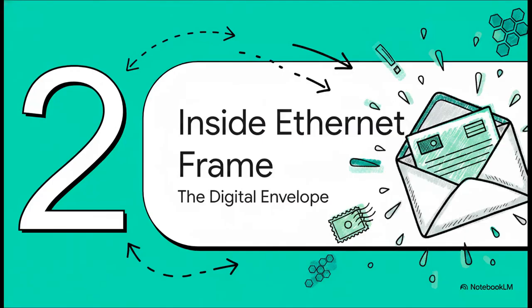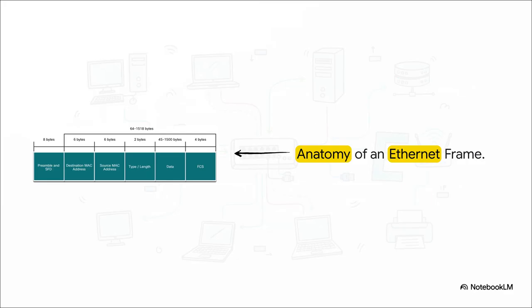Moving right along to Section 2, inside the Ethernet frame. Okay, so if Ethernet standards are the postal roads, the Ethernet frame is the actual physical envelope carrying your message, and its anatomy is incredibly structured. It kicks off with an 8-byte preamble just to get the devices perfectly synchronized. Then comes the really vital routing info, the destination and source MAC addresses. So literally the to and from on our digital envelope. After the type field and the actual data payload itself, the whole shebang ends with a frame check sequence, or FCS. This acts as a strict quality control trailer to catch any transit errors.